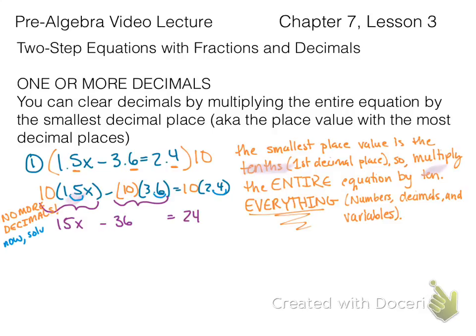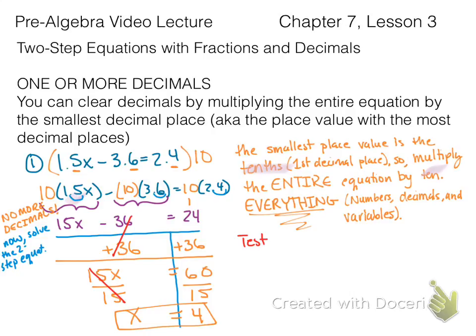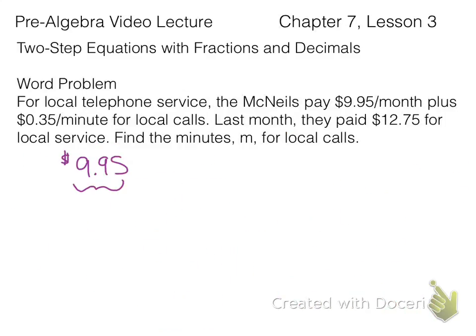So let's go ahead and add 36 on both sides, because that's the opposite of subtracting 36. We get 15x equals 60. Divide by 15, divide by 15, x equals 4. And again, you can plug it back in to check. Multiply 1.5 times 4, you get 6, minus 3.6 gives you 2.4. Smiley face. Beautiful.